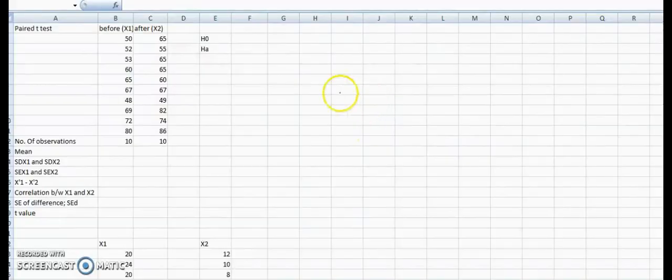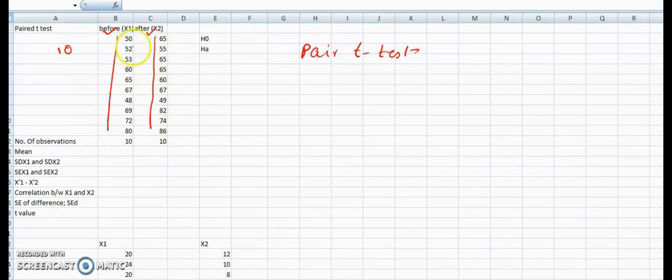Let us first see the paired t-test. Here there is an example of a group of 10 students who took an exam, and the marks are like this. Before a particular training session, the marks are like this, and after a training session of maybe 6 months, the score is like this. Whether the increase or decrease of the scores and the difference in the mean is significant or insignificant can be assessed by a paired t-test.